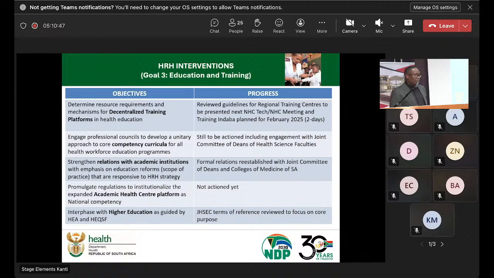Engage professional councils to develop a unitary approach to core competency curricula for all health workforce. We still have to action this one, but we are having access to the Joint Committee of Deans for Health Sciences faculty. The issue of strengthening relations with academic institutions, that's why you could gladly extend your invitation to us, and we are here, and I'm not here alone, I'm here with my boss. So we are making sure that relations with academic institutions are strengthened at all times. And the issue of higher education, we did mention that there is a joint committee which deals with that.